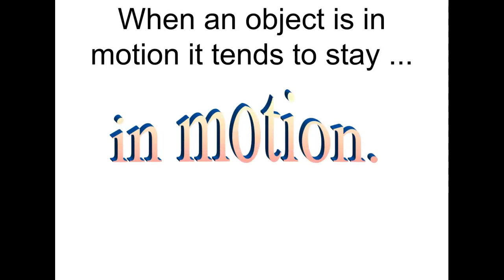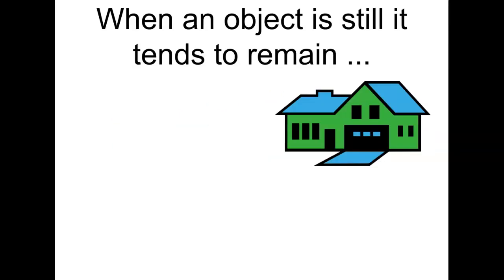When an object is in motion, it tends to stay in motion. When an object is still, it tends to remain or stay still. This is called inertia. Can you say it with me? Inertia.